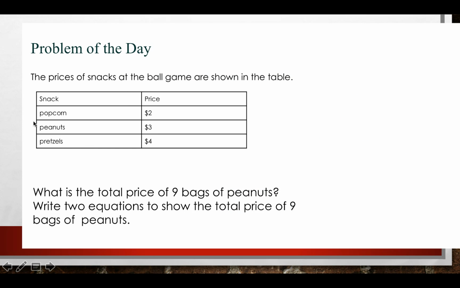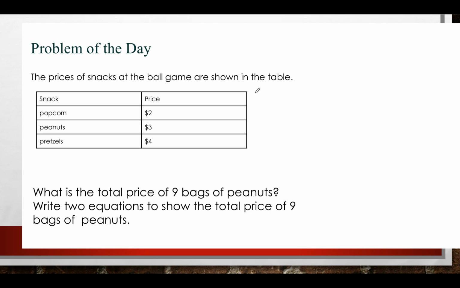Okay, here, when you look in the table, remember I said you need to read all the words. So this is for the snacks. We have popcorn, peanuts, and pretzels, and then we have the price of each one. Popcorn is $2, peanuts is $3, and pretzels are $4. But remember, because we need to follow the steps, first of all, we restate the question. And the question is, what is the total price of 9 bags of peanuts?